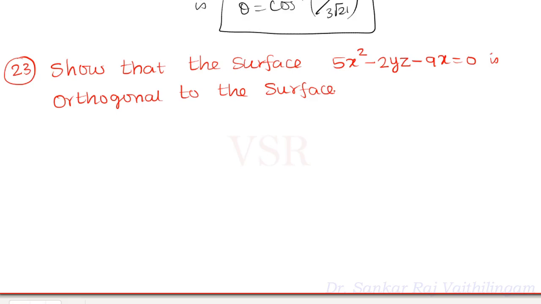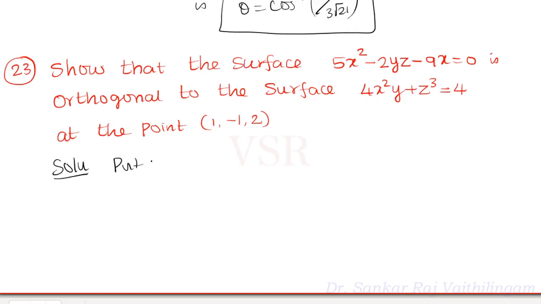இன்னொரு சர்ஃபேஸ் கொடுத்துருக்காங்க: 4x square y plus z cube which is equal to 4 at the point 1 comma minus 1 comma 2. See, very simple. So solution வந்து எப்படி அப்படினா, this is solution.